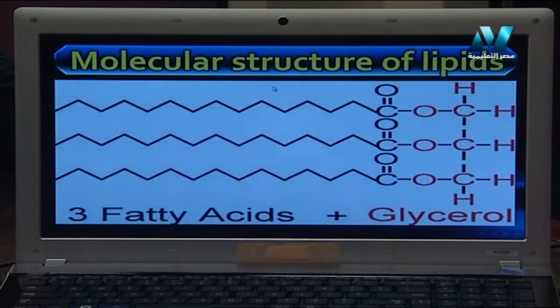يبقى تاني يا ولادي الليبيدز بوليمر ولا مونيمر؟ polymers, big molecules. These big molecules formed of monomers. ايه المونيمر بتاع الليبيد؟ We call it fatty acids. How many fatty acid in the lipid? 3 fatty acid connected with glycerol.